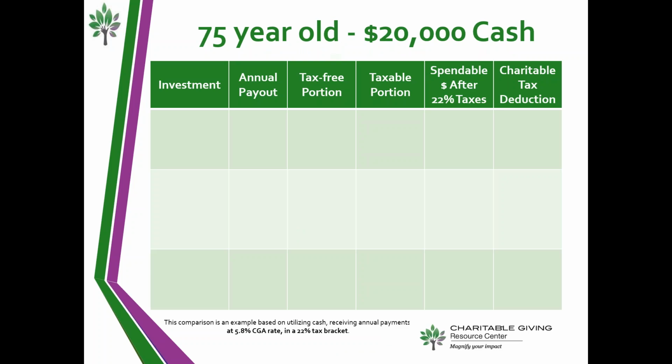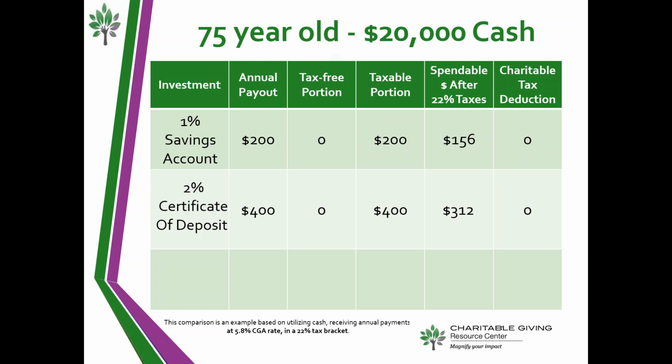So Mary likes this idea because she started looking around at what else she could do with $20,000. Let's see. Well, I could put it in a 1% savings account if I could find one, and that would pay me about $200 a year. It's all taxable, so I have to pay income tax on that in my 22% bracket. So that means I could spend $156 after I pay the tax, and of course there's nothing for charity, because banks aren't charities.